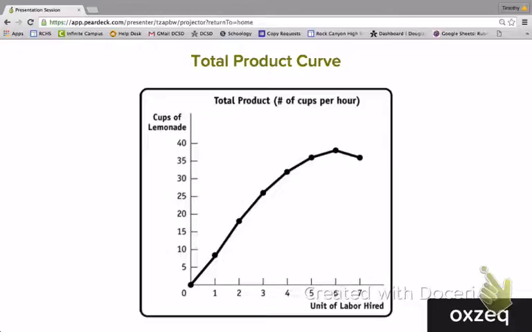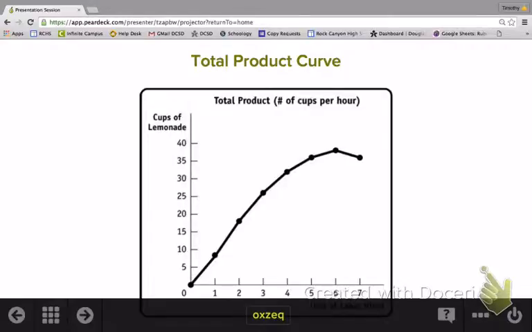As the 3rd through 6th workers are hired, total product does continue to rise, but at a slower and slower rate, because opportunities to specialize have been exhausted, and that darn lemonade stand isn't getting any bigger. It's still the same size. And by the time we hire the 7th worker, the lemonade stand is too crowded with people. The 7th worker actually begins to get in the way of the production process and causes total output to fall. So we can see the additional contribution of the next worker by computing the marginal product of the variable input. The variable input in this case is labor. We're increasing the number of workers.